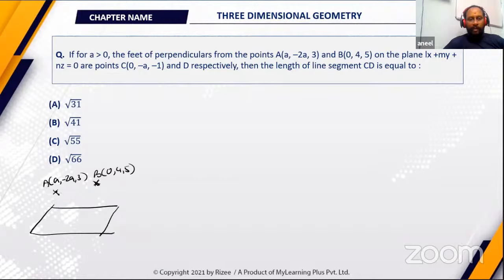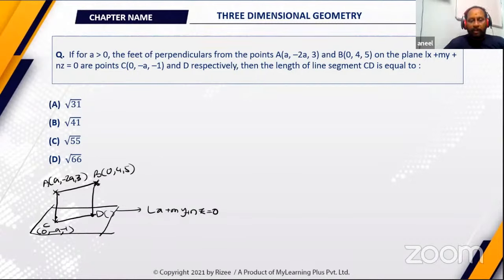The foot of perpendicular of A is shown as C of (0, -a, -1), and the foot of perpendicular of B is given to us as D, whose coordinates have not been mentioned. We have to find the projection of this segment CD. It is as good as the projection of AB on CD, but unfortunately we don't have D to find out, neither do we have the equation of the plane thoroughly. We are just given that the equation of the plane is Lx + My + Nz = 0.